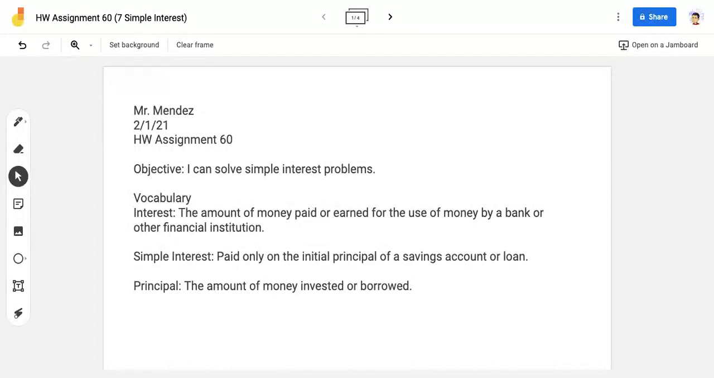We're talking interest. Interest is the amount of money paid or earned for the use of money by a bank or other financial institution. We could talk a little bit more about that in class. Simple interest is paid only on the initial principal of a savings account or loan. And finally, principal is the amount of money initially invested or borrowed.